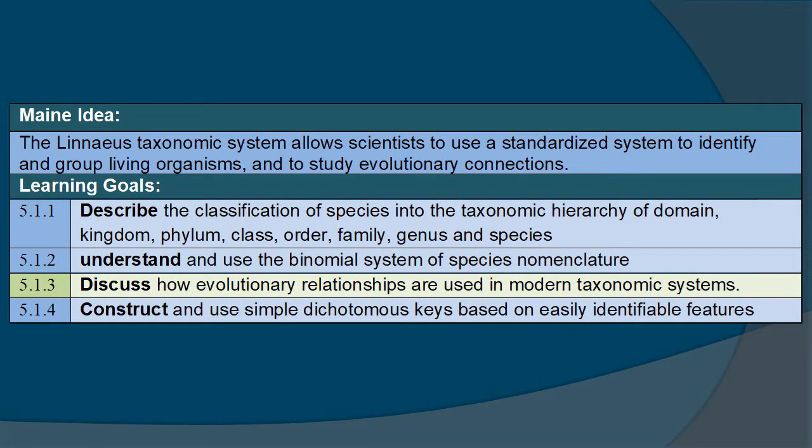The main idea here is that the Linnaeus taxonomic system allows scientists to use a standardized system to identify a group of living organisms and to study evolutionary connections. And of course, always remember to pay attention to each of the individual learning goals.